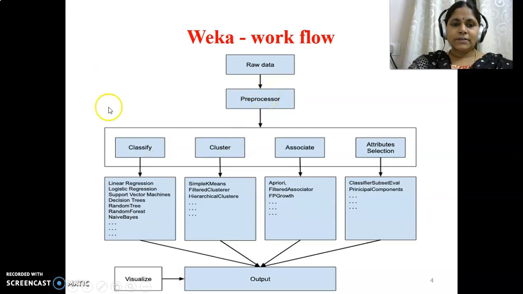Once the data is pre-processed, we can apply various types of machine learning techniques like classification, clustering, and association. Attribute selection is a technique where we can select the best attributes which can be sent for further classification or clustering algorithms. Finally, the output is measured and it can be visualized by using various visualization techniques.